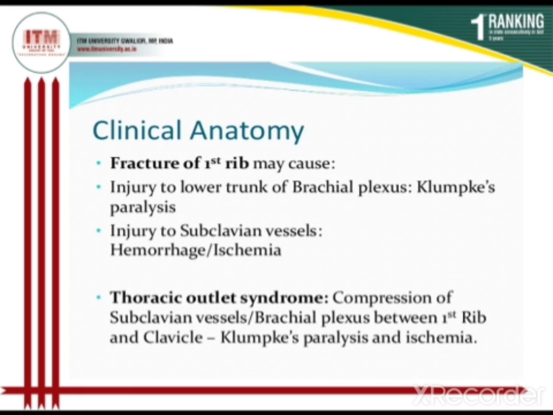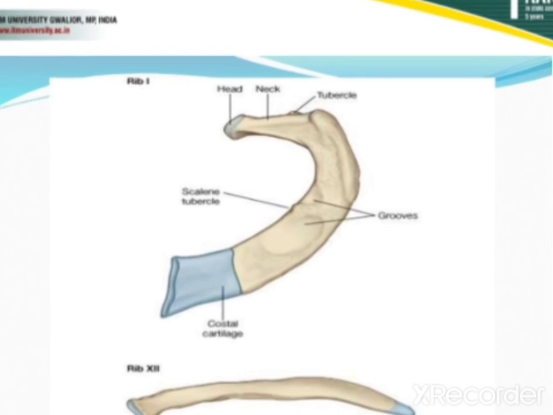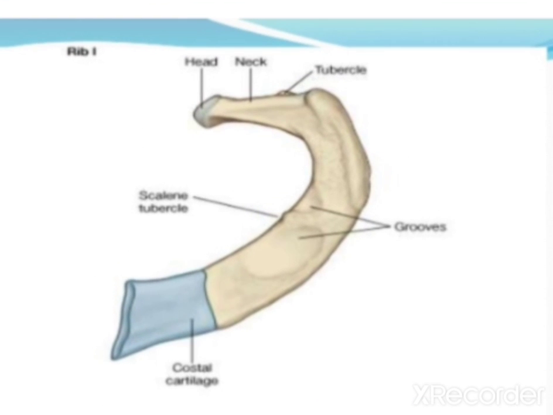Next, as you can see, this is the first rib, with the costal cartilage, the scalene tubercle, the grooves, the head, neck and tubercle. This is the typical first rib. It is the smallest of all the ribs, and it is more curved.